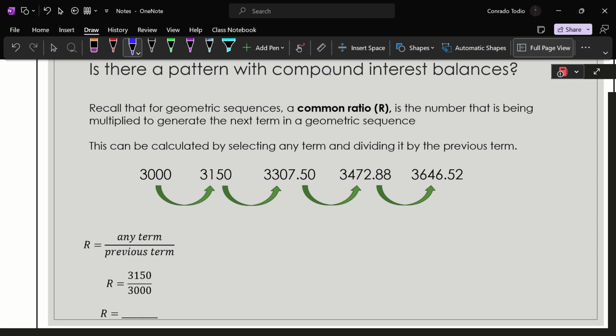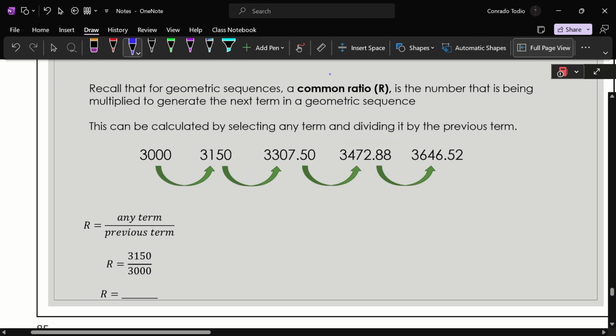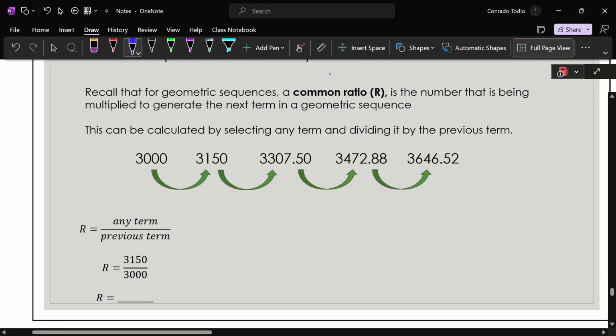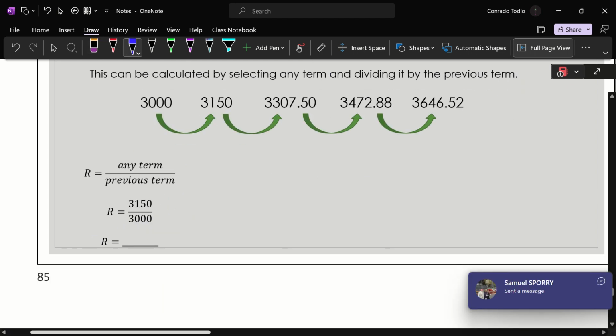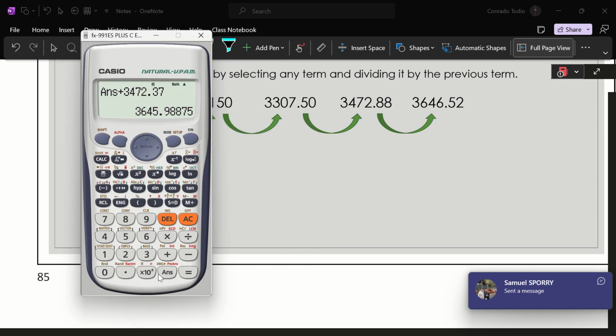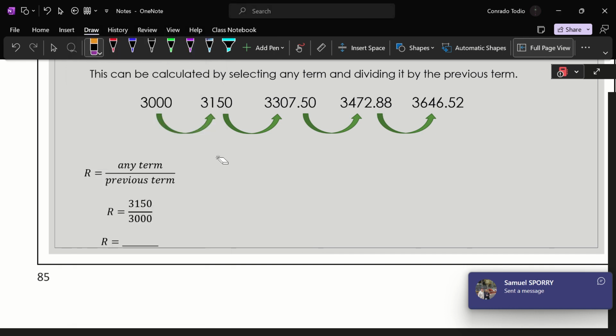Estevan, what's the common ratio? If common difference was any term minus the previous, what would the common ratio be? Any term... no. Divide. Good. So if you want to find the common ratio between this and this, remember common ratio is what you're multiplying by. All you do is get any term divided by the previous. So in this case, it's 3150 divided by 3000. So the common ratio is 1.05.